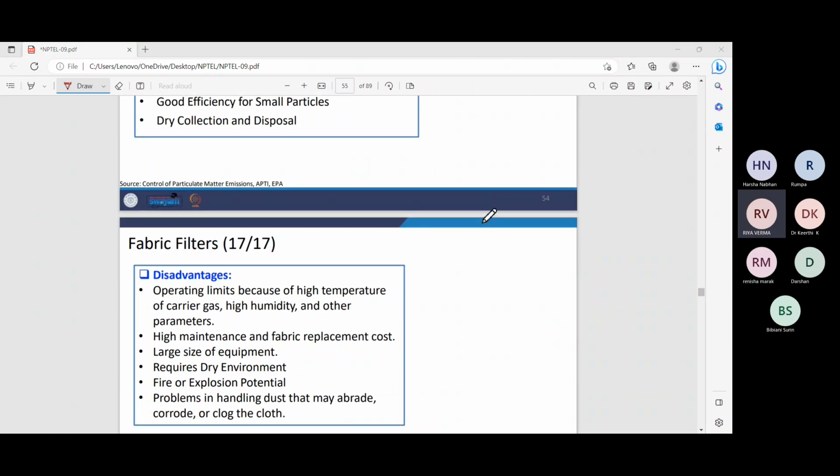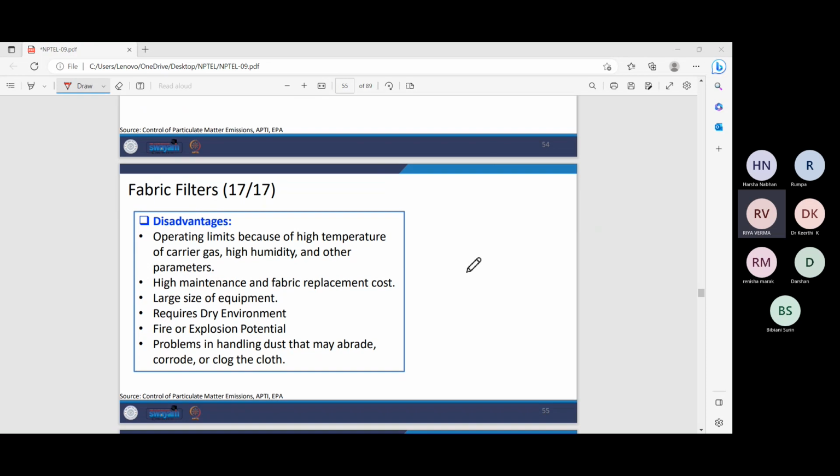First is operating limits because of high temperature of carrier gas, its high humidity and other parameters. Then we have high maintenance and fabric replacement cost. The size of the equipment is quite large, and it requires a dry environment for its working. Then we have fire or explosion potential, and the problems in handling dust that may abrade or corrode or clog the cloth.